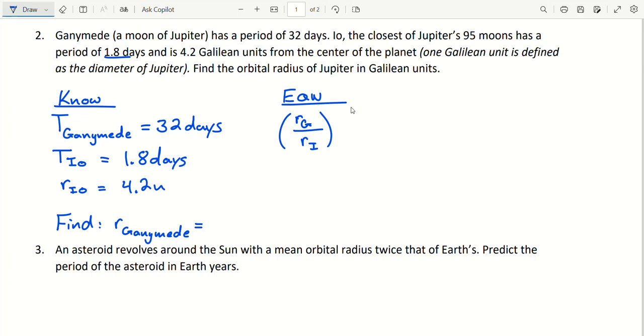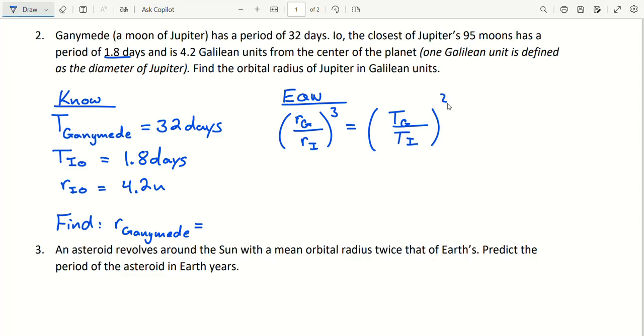Cube them. Good. It's the cube of the radii, right? Equals the period of what should go up top over here? One more time. So you're right. I'm going to sneak in here, though. Ganymede over the period of Io. And what happens with the ratio of their periods?